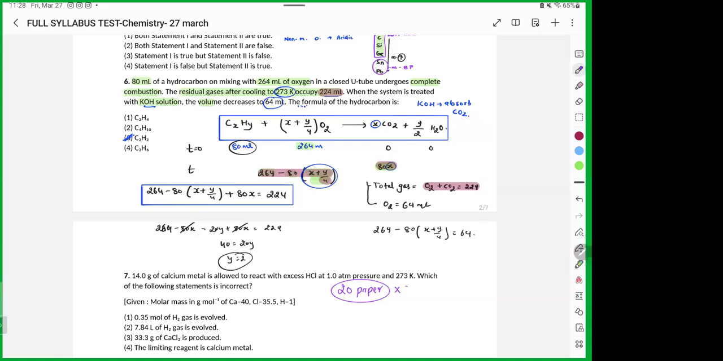20 papers multiplied by 25. What will be the number? 500 questions. So JEE teachers are making 500 questions and NEET examiner is making only 45 questions.